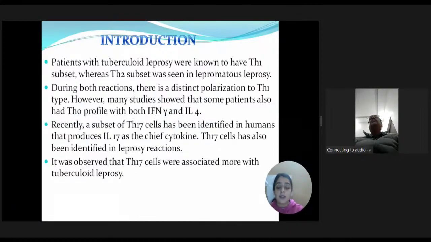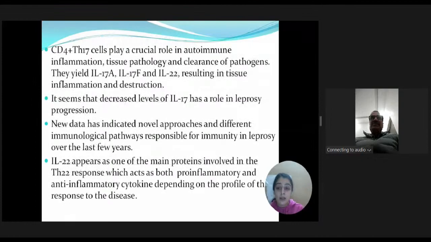So recently, a subset of Th17 cells has been identified in humans that produces interleukin 17 as the chief cytokine. CD4 plus Th17 cells play a crucial role in autoimmune inflammation, tissue pathology, and clearance of pathogens. They yield interleukin 17A, 17F, and interleukin 22, which results in tissue inflammation and destruction. So it seems that decreased levels of interleukin 17 have a role in leprosy progression.